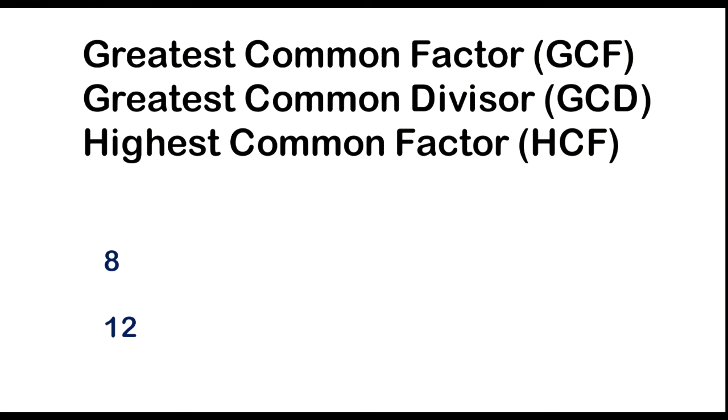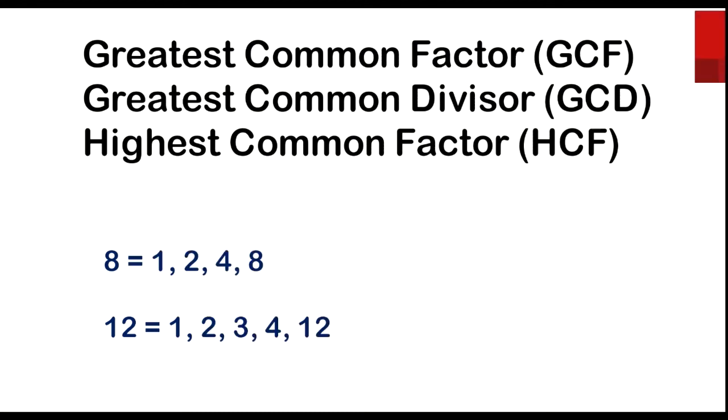How can we find this number? Yes, the easiest way is finding all the positive factors of both of them. Then we can select which one is the highest common number, highest common factor. Let's list all the positive factors of these two numbers. Now let's try to figure out the common factors.